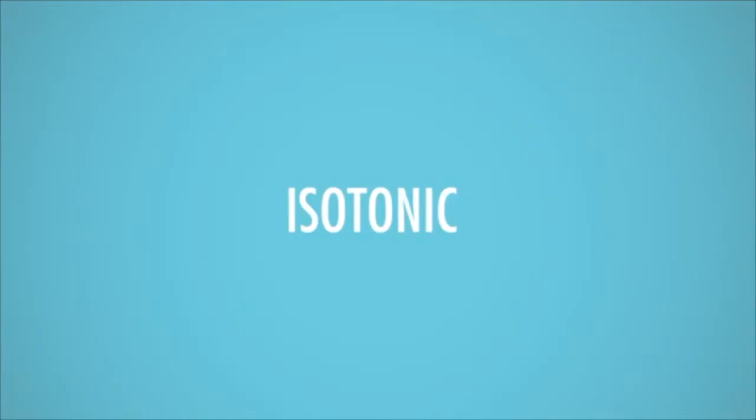Now that we know how muscle contractions happen, let's look at our two main flavors, isotonic and isometric.